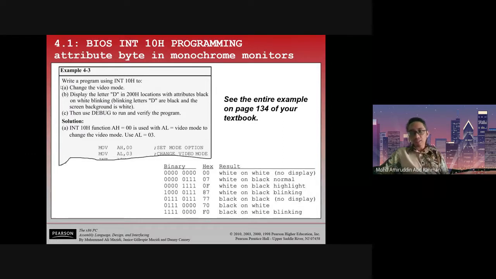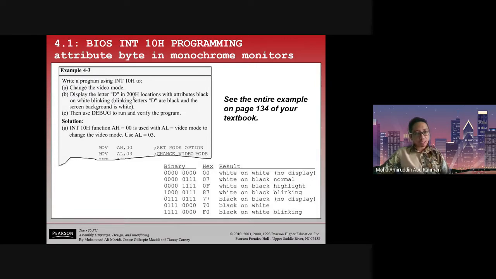Kita nak tengok this example. Write a program using interrupt 10 to change the video mode, and then B, display the character D in 200 locations with attributes black on white blinking. Blinking letters D are black and the screen background is white. Then use debug to run and verify the program.